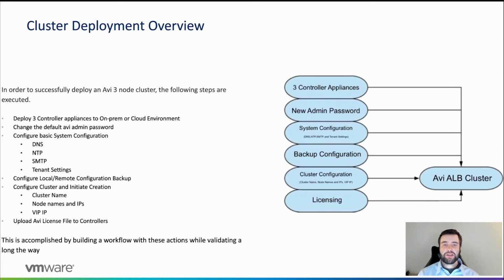Once those system settings are configured, we can proceed with the cluster configuration. For this, we will need a cluster name, the node names and IP addresses, as well as the VIP IP address. Finally, once the cluster is configured, the last step is to upload our license file. These steps are very high level, but they illustrate the actions required for us to successfully deploy an AVI cluster. Now, let's take a look at the environment and requirements.